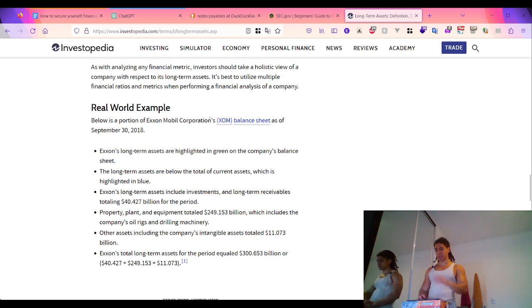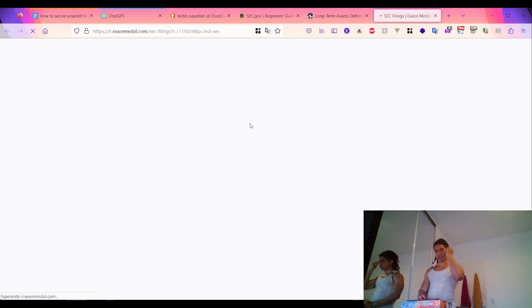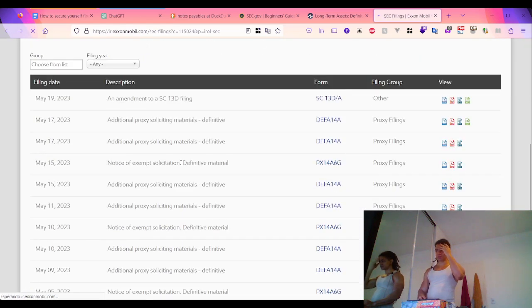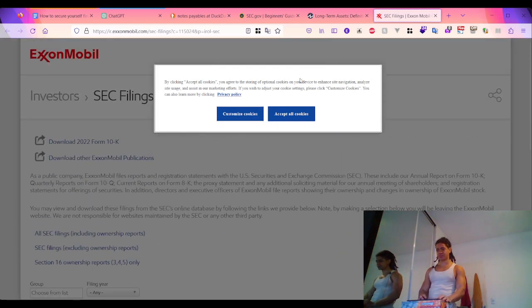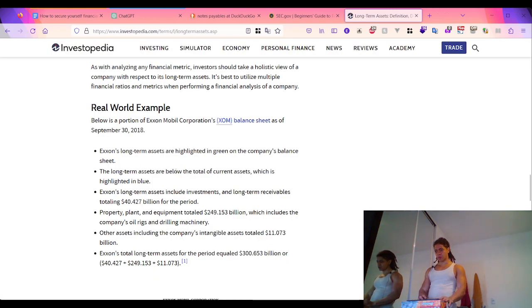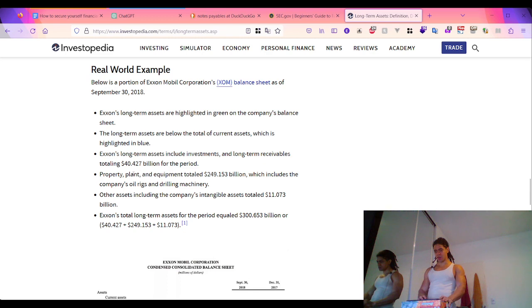Below is a portion of the ExxonMobil Corporation balance sheet as of September 30, 2018. Exxon's long-term assets are highlighted in green on the company's balance sheet. The long-term assets are below the total of current assets, which is highlighted in blue. Exxon's long-term assets include investments and long-term receivables totaling 14.427 billion for the period. Property, plant, and equipment total 249.153 billion, which includes the company's oil rigs and drilling machinery. Other assets, including the company's intangible assets, are also included.